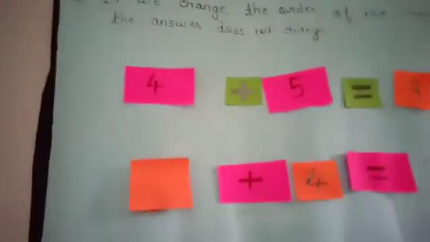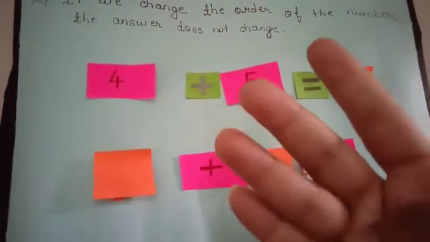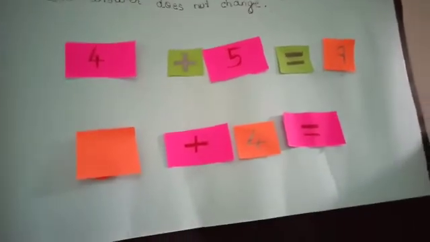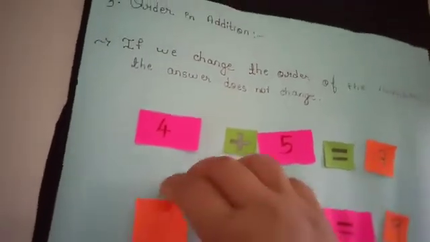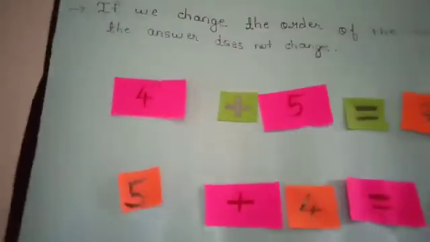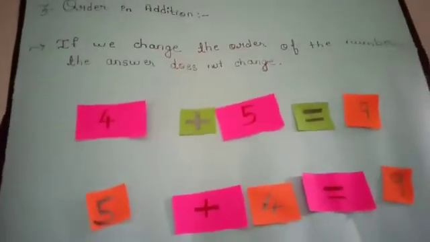Now in the same way we are going to do it for this one. Here again we will hide the bigger number 5 and 4 in my fingers, 6, 7, 8, 9. So what is the sum? 9. So now you understood, children, whether we write 4 plus 5 or we write 5 plus 4, the sum will not change.